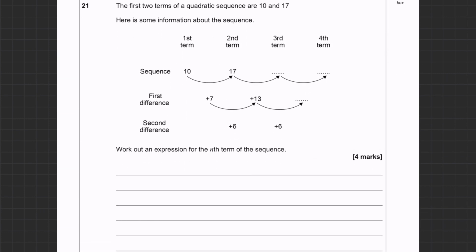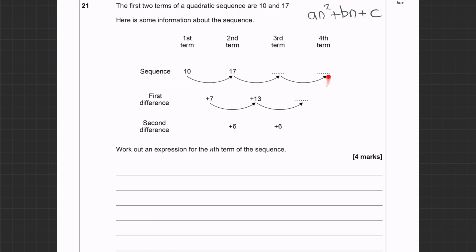Question 21 is quite a tricky question for GCSE. The first two terms of a quadratic sequence are 10 and 17. A quadratic sequence means we're going to have a sequence of an squared plus bn plus c. Here is some information about the sequence. It's actually given us most of this, which is quite nice. So we just need to fill in the details.